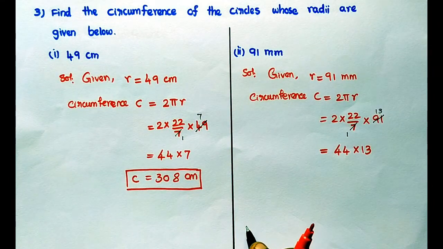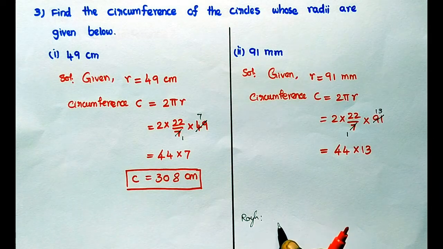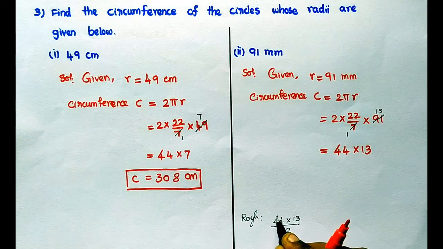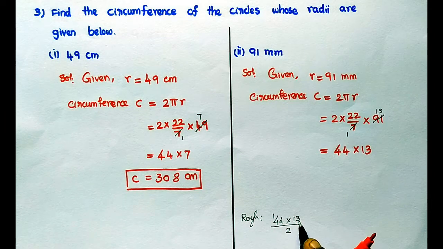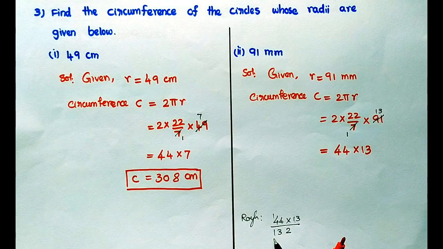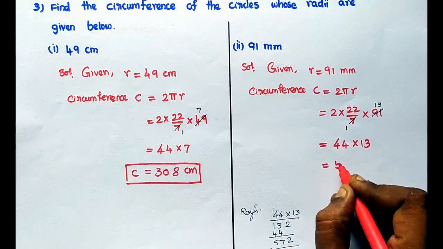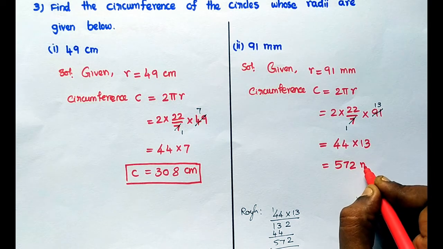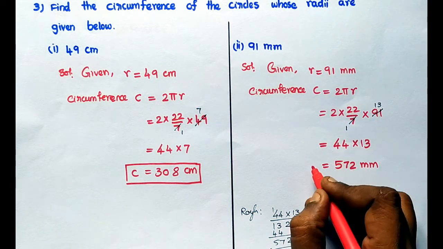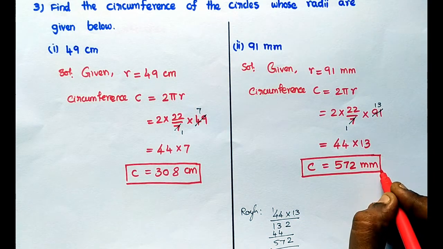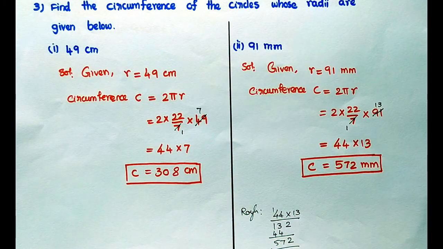Multiply the number. 44 into 13. 4 3s are 12. Carry over 1. 4 3s are 12 plus 1, 13. 1 44 is 44, so 572. So 572 millimeter. They have given it in millimeter, so write down: circumference equal to 572 millimeter. That is the answer.